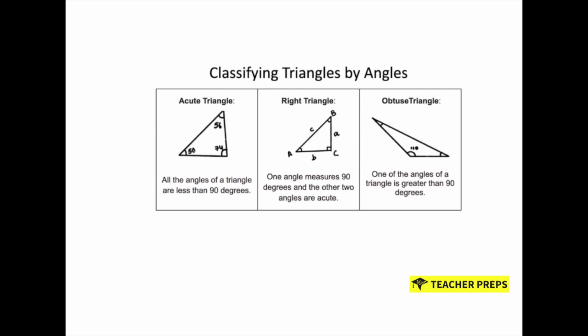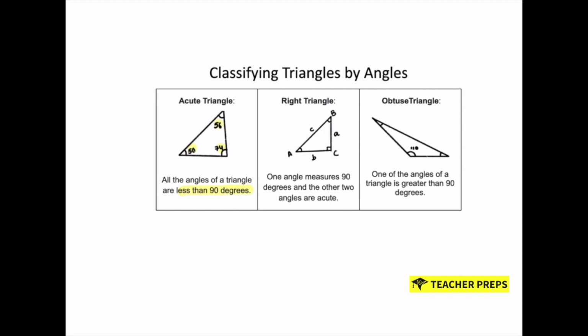We can also classify triangles by their angles. The first type of triangle is an acute triangle. With an acute triangle, all the angles of the triangle are less than 90 degrees. Notice that all 3 angles are less than 90 in this acute triangle.